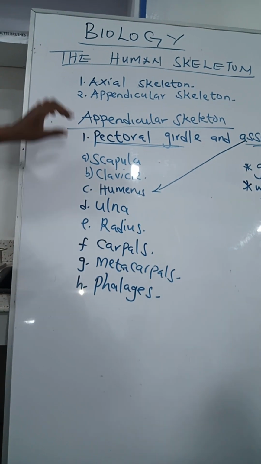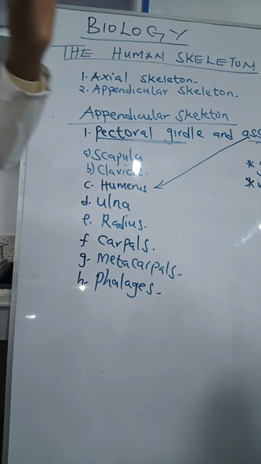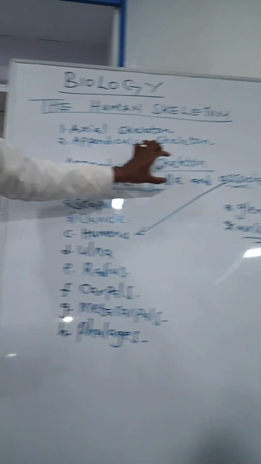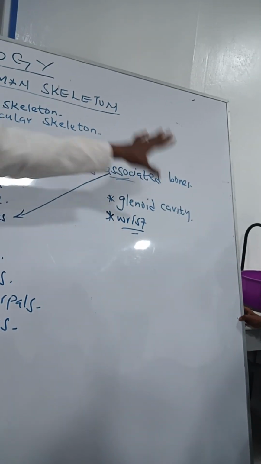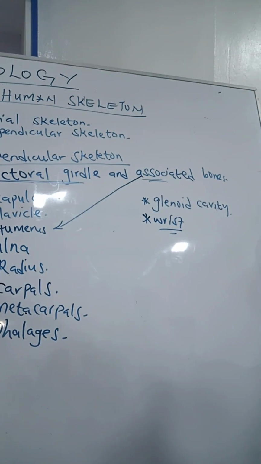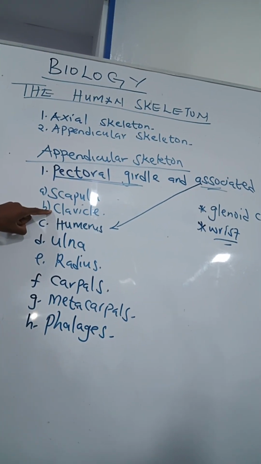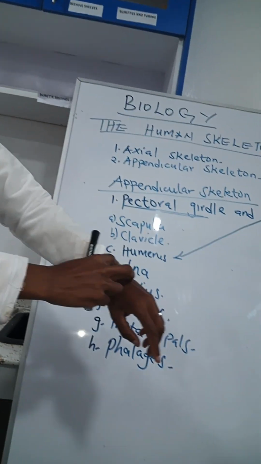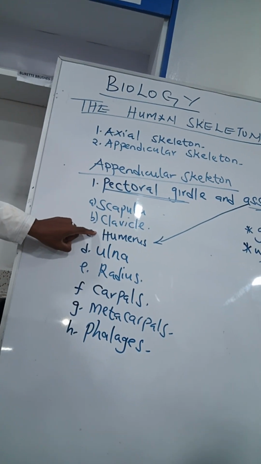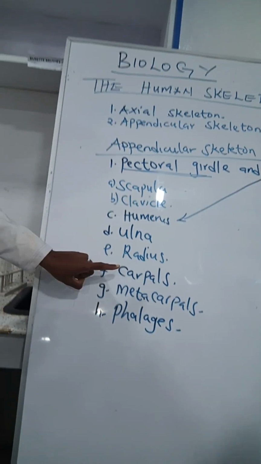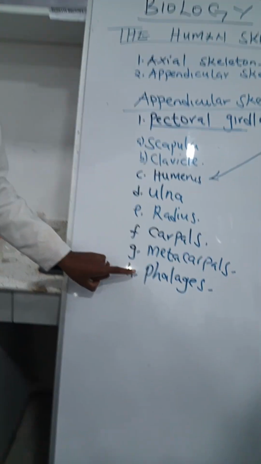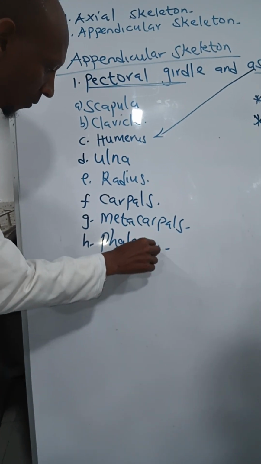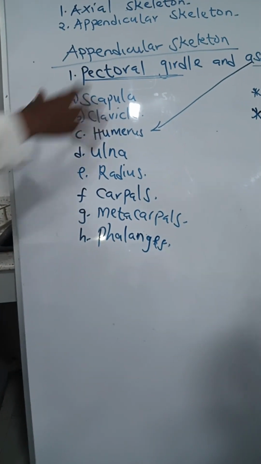In summary, the appendicular skeleton is made up of two parts. One, the pectoral girdle or girdle with associated bones. I've talked about the pectoral girdle being made up of two bones: scapula and clavicle. And the associated bones are the bones of the forearm and arm. That is humerus, ulna, radius, carpals, metacarpals, and finally phalanges. There is an N here, phalanges. Like that. So those are the first part.